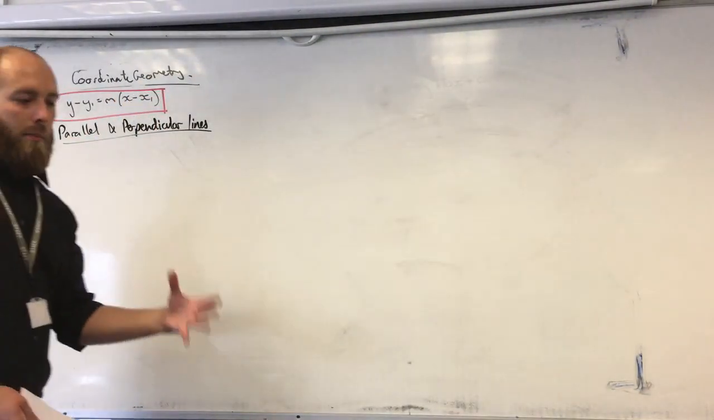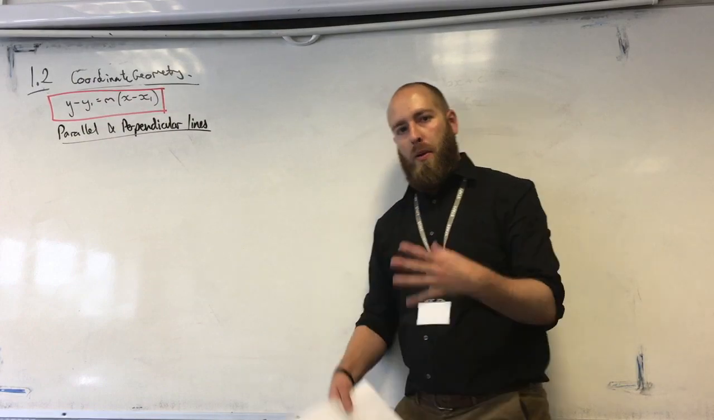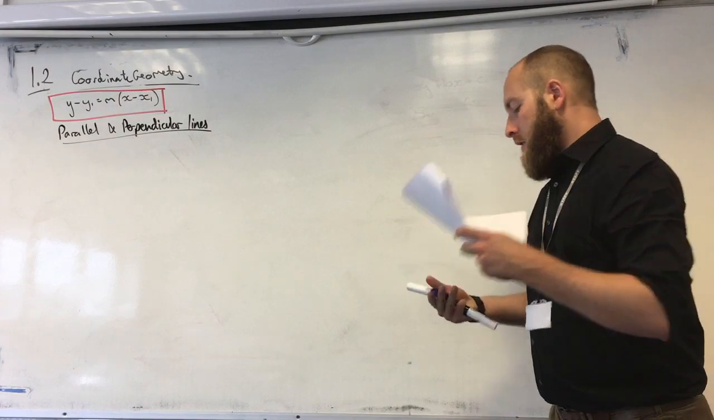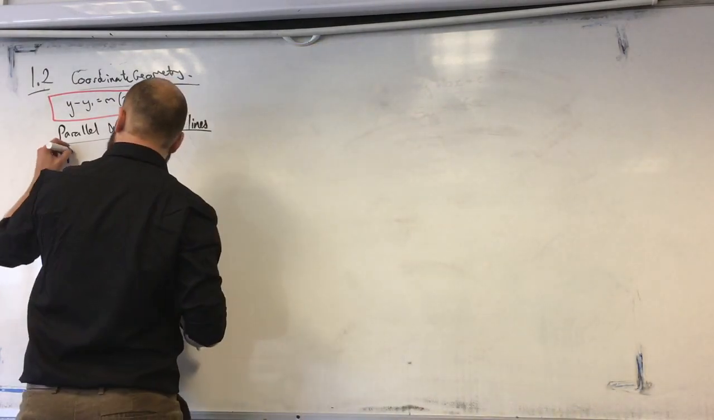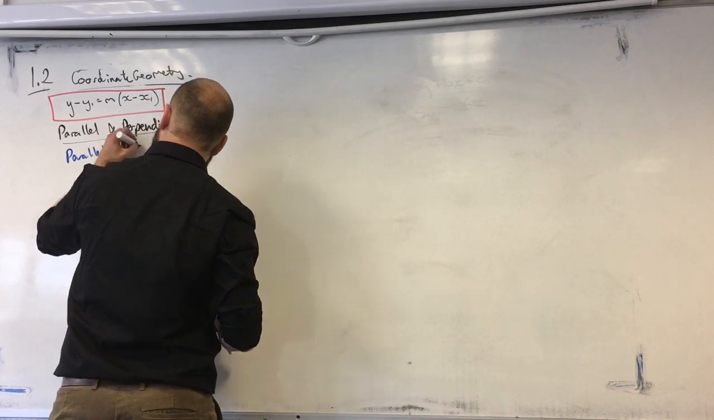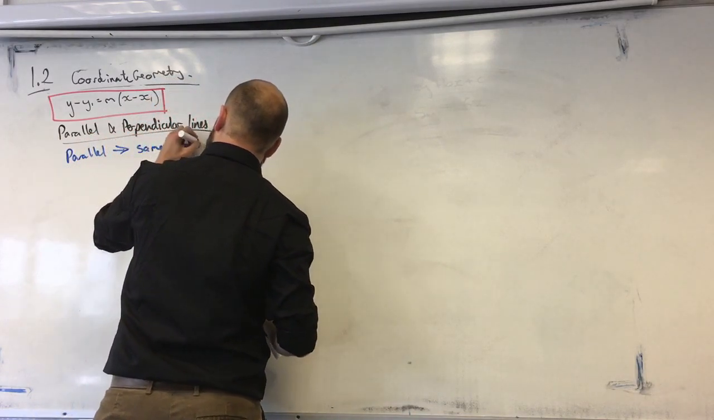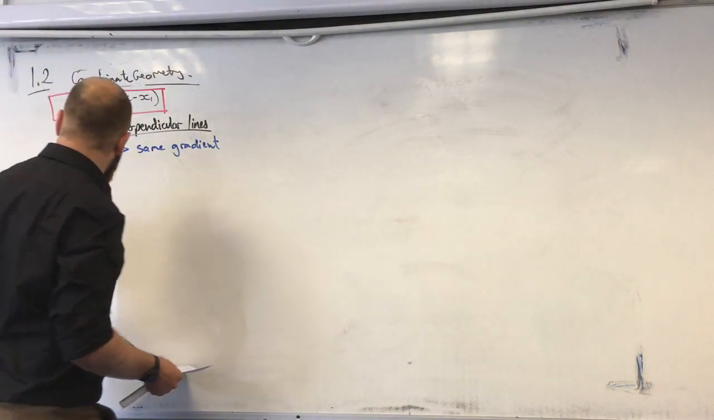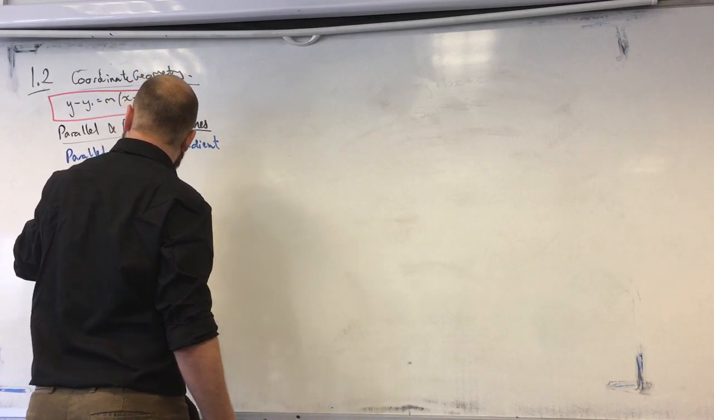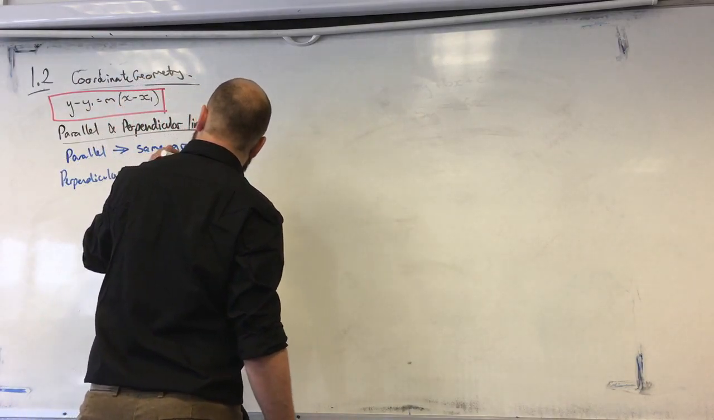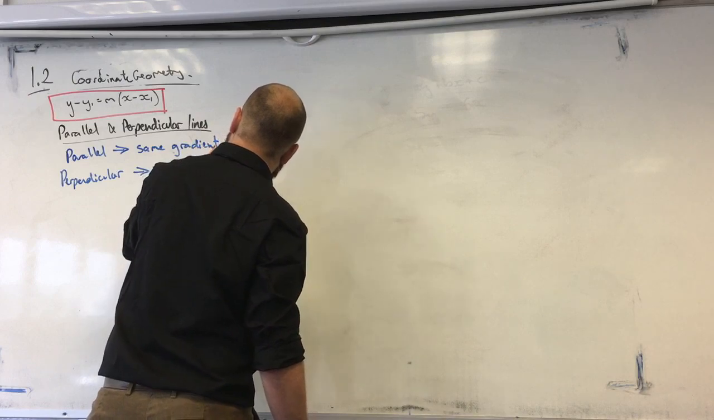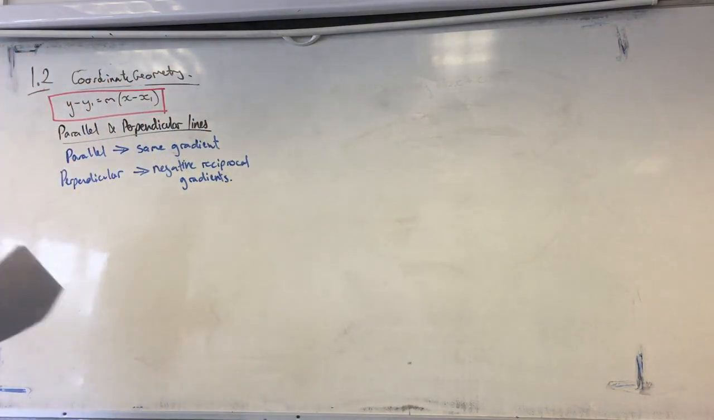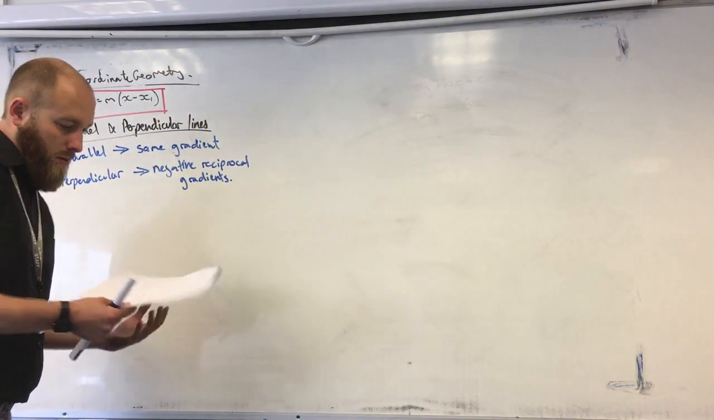Okay, so we're going to be looking now at parallel and perpendicular lines, which builds on what we did last time, looking at parallel and perpendicular gradients, mixed with what we did today, trying to find the equation of a line. So, quick recap: parallel lines have the same gradient, and perpendicular lines have negative reciprocal gradients. So let's put all this stuff together and try and do some questions.